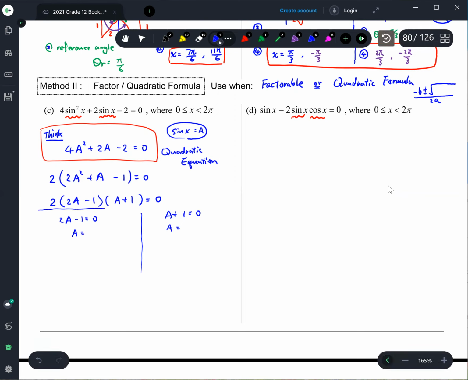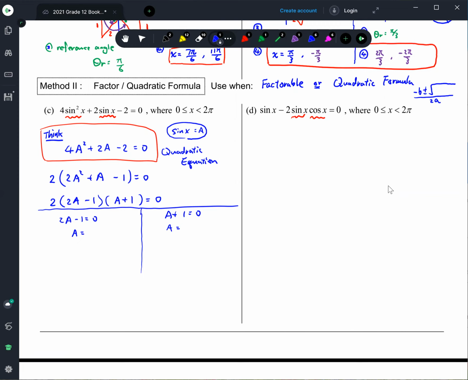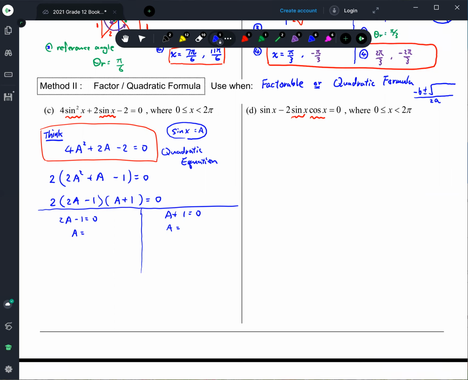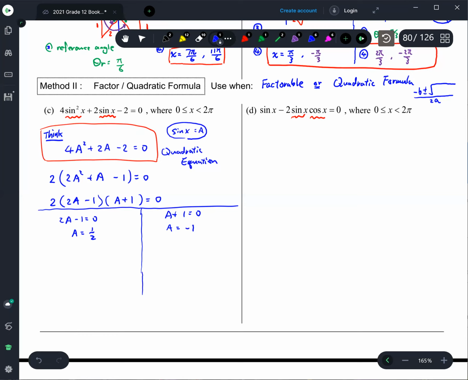Okay, let's draw a line. There. After you factor, then you break down into small equations, instead of a quadratic equation. So find the a. Philip, what's the a value? Half. And the other one? -1.